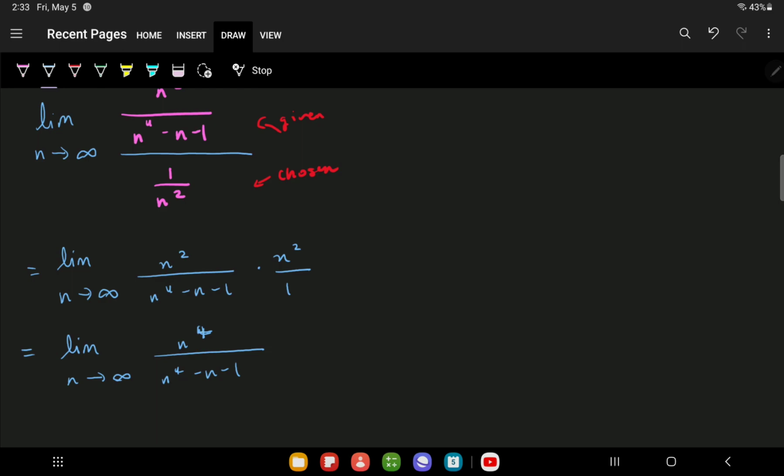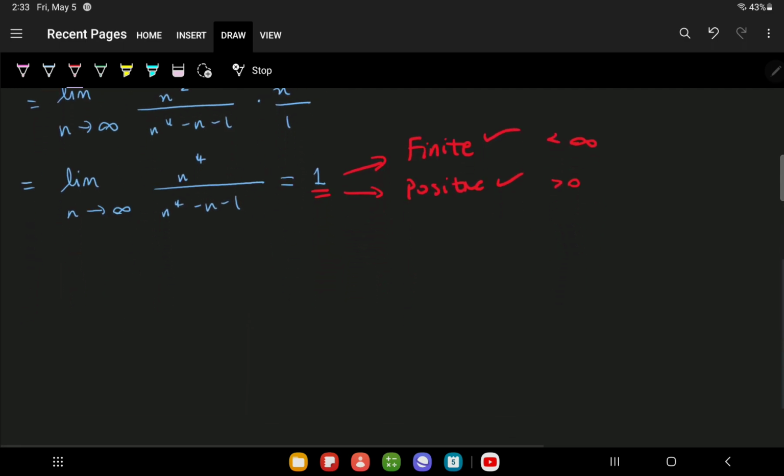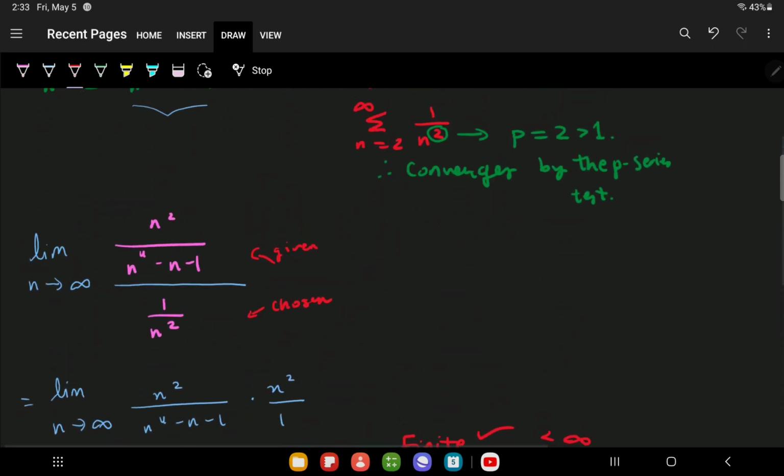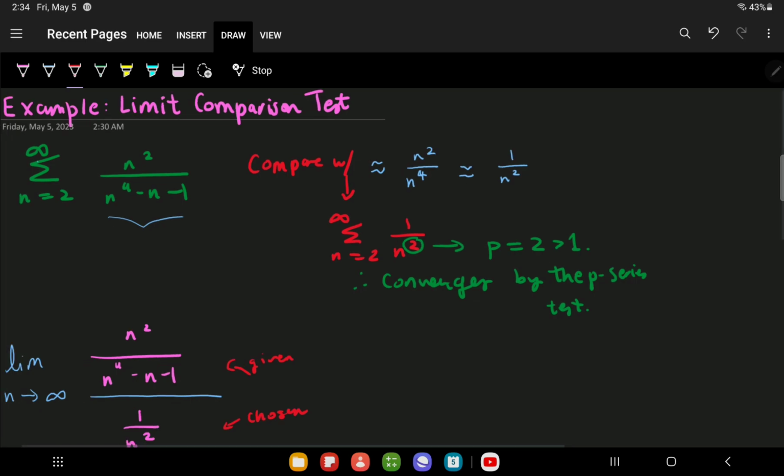And we see that since in the numerator and denominator the highest power is just n to the fourth, we can divide the coefficients, and the limit is 1. And the two things we need to check: is this finite? Yes, since this is less than infinity. And is this positive? Yes, it's greater than 0 and less than infinity. Because it's finite and positive, it has the same convergence or divergence as what you compared with.